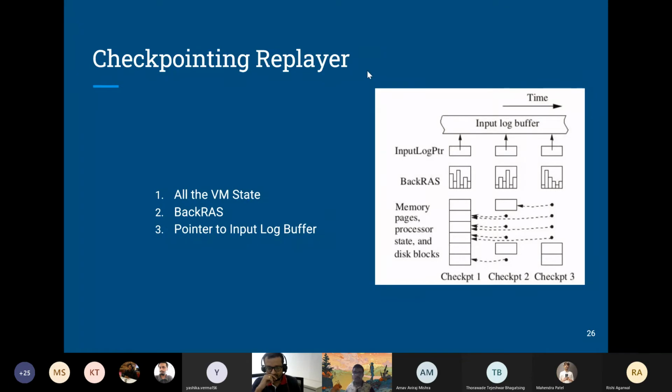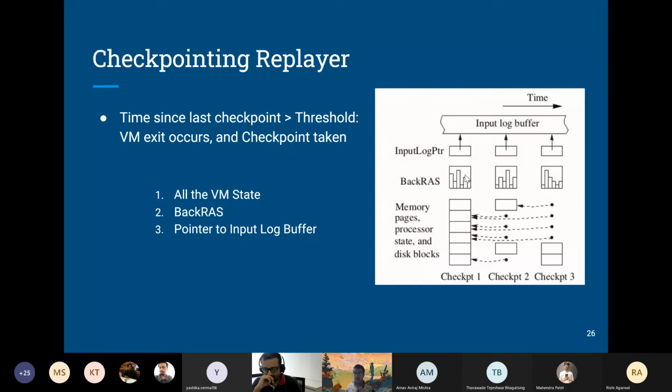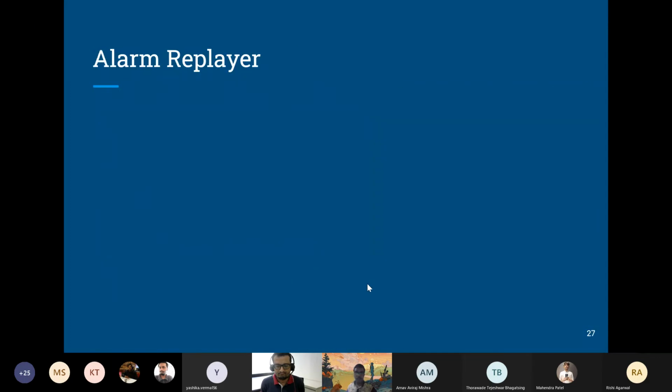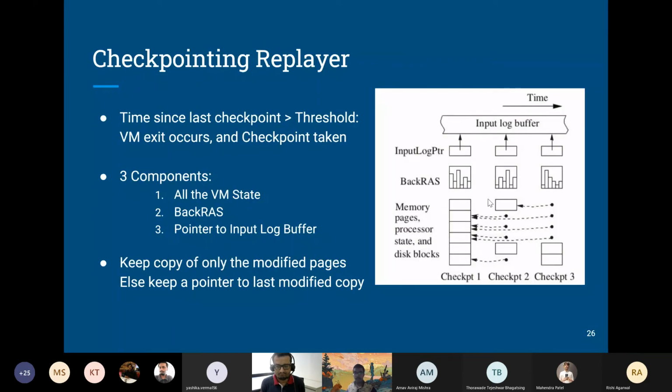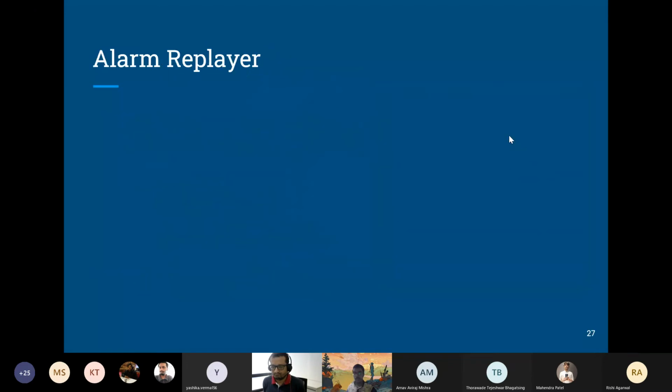Now we detail the checkpointing replayer. Essentially, you store the input log pointer, back RAS arrays, memory pages, processor state, and disk blocks. As time progresses, the next checkpoint could have the same pages as the previous checkpoint, which you could just refer to. If there have been any changes, those are the updated pages. So all the VM state is there, the back RAS array storing RAS per thread is there, and then pointers to the input log to tell where you have processed. This is the checkpointing replayer, essentially used to just perform checkpoints.